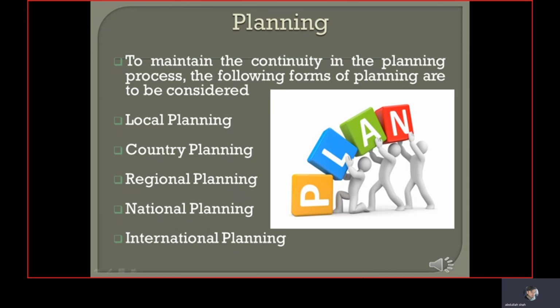Planning. Planning refers to the manner of utilization of land, including its allocation and development. It is a process of helping a community identify its problems and its central values, formulating goals and alternative approaches to achieve community objectives. The forms of planning often considered are local planning, country planning, regional planning, national planning, and international planning.